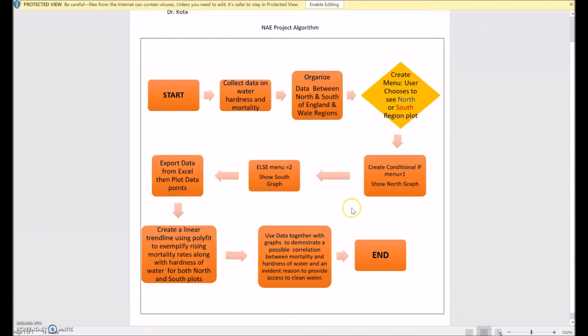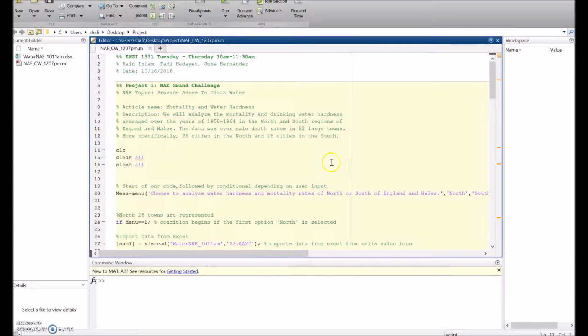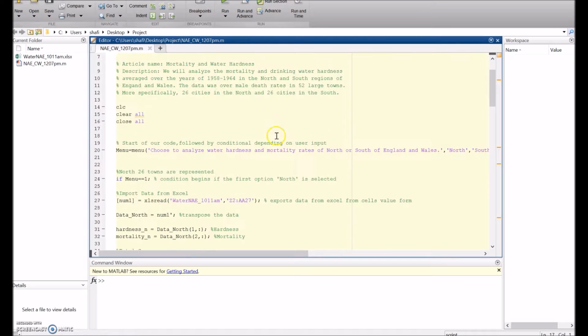And finally, I will now discuss our code in MATLAB. We begin by giving a brief description. We will analyze the mortality and drinking water hardness averaged over the years of 1958 to 1964 in the north and south regions of England and Wales. And this data was over male death rates in 52 large towns, and more specifically 26 cities in the north and 26 cities in the south.